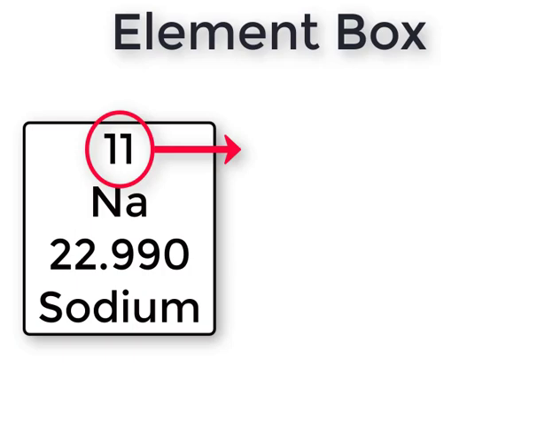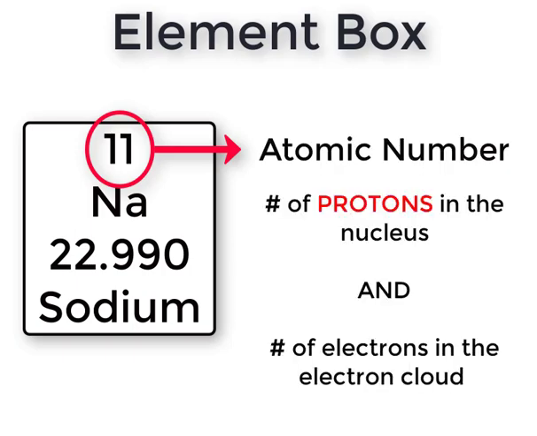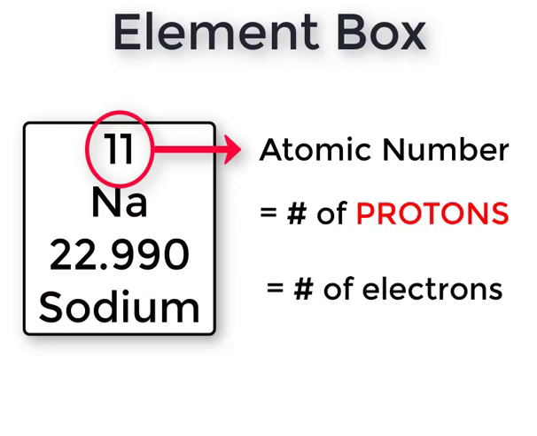This number is known as the atomic number, and it equals the number of protons this element has inside the nucleus. And it also tells you how many electrons there are in the electron cloud. Boom! You now know 2 of the 3 pieces of information you need to build an atom of this element.